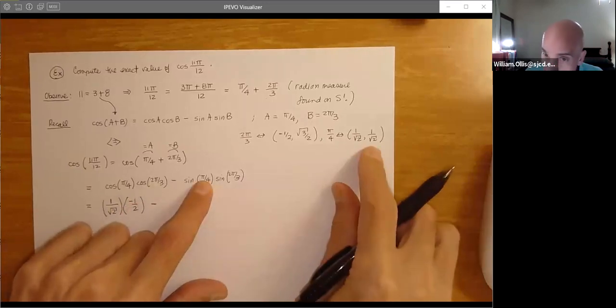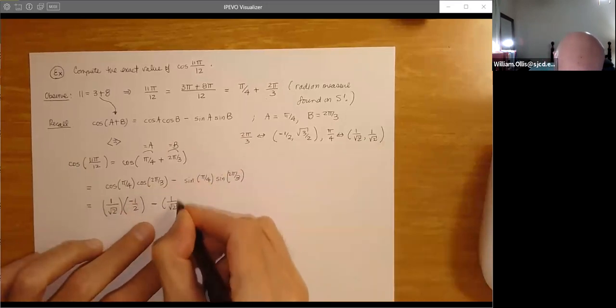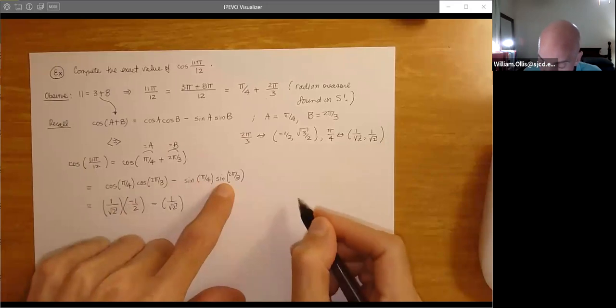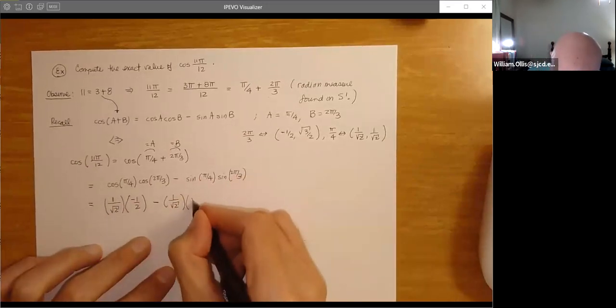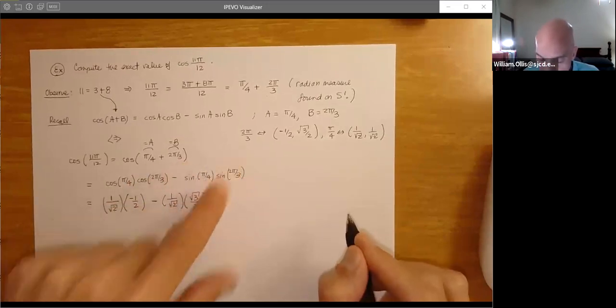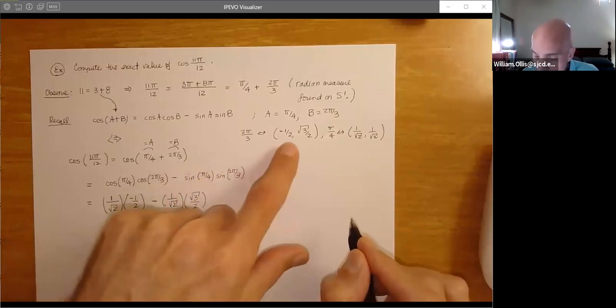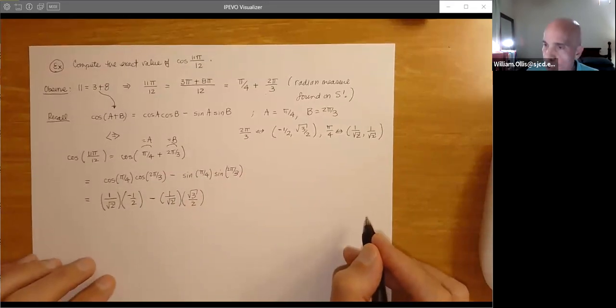Sine of pi over 4 is 1 over root 2. And then, of course, sine of 2 pi over 3 is the square root of 3 over 2. So again, you can think of these as reference angles if you want, but sometimes it's just easier to write down the actual coordinate pair. You have all this flexibility at your disposal.